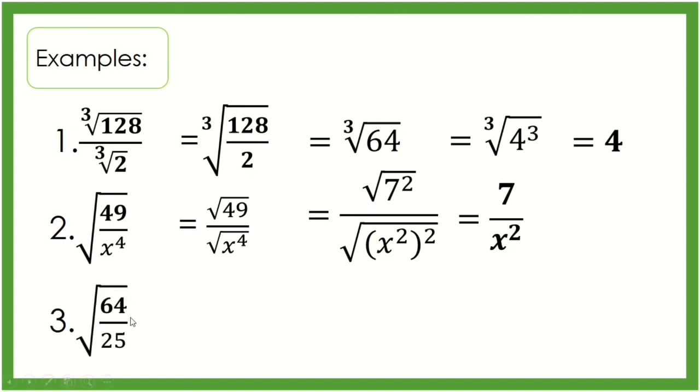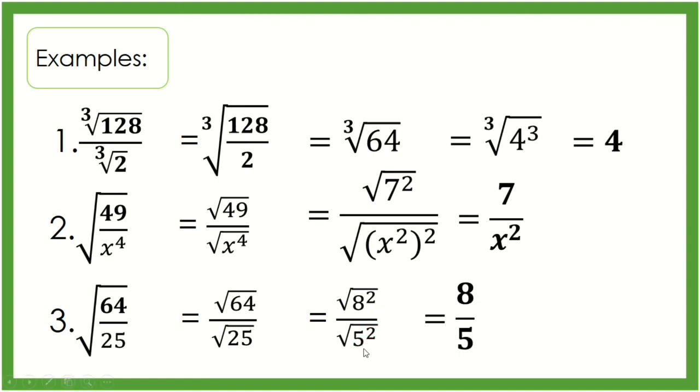Number 3, square root of 64 over 25. Okay, so 64 over 25 ay hindi natin masisimplify. So, paghiwalayin natin, square root of 64 over square root of 25. Square root of 64 ay equal sa square root of 8 squared. At yung square root of 25 ay equal siya sa square root of 5 squared. Okay, pwede na nating isimplify. Parehas yung index and exponent. So, ang maiiwan is 8. Dito din, ang maiiwan naman ay 5. So, we have the answer 8 over 5.